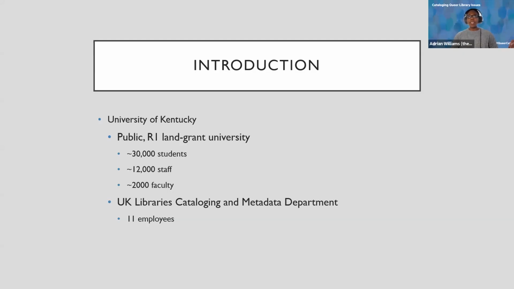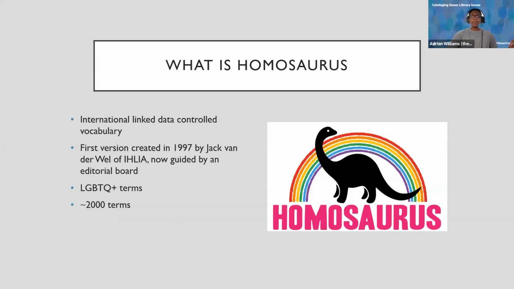A little background here. The University of Kentucky is a public land grant university in Lexington, Kentucky. It has a current enrollment of about 30,000 students, 22,000 of them being undergraduates and around 8,000 being graduates or postgraduates. The UK Libraries' cataloging and metadata department has around 11 employees.